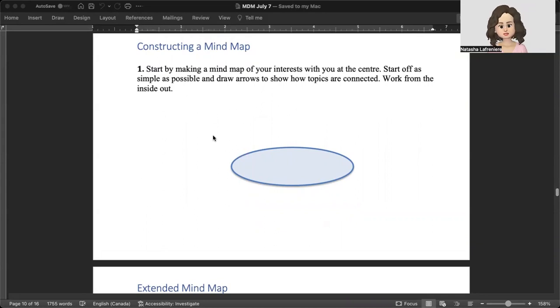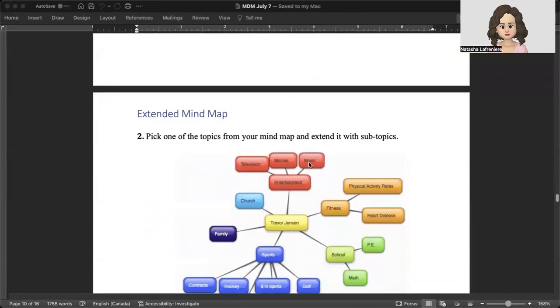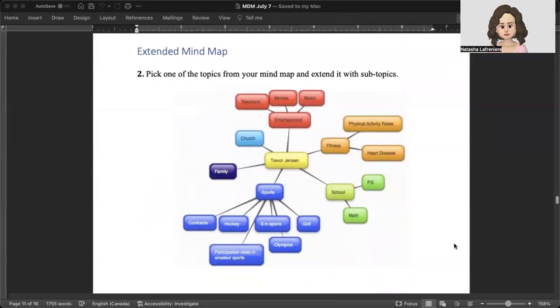Okay, so start by making a mind map of your interests with you at the center. You would put your name here. Mine would say Miss Lafreniere. Start off as simple as possible and draw arrows to show how topics are connected and work from the inside out. Okay. And then you've got an extended mind map.